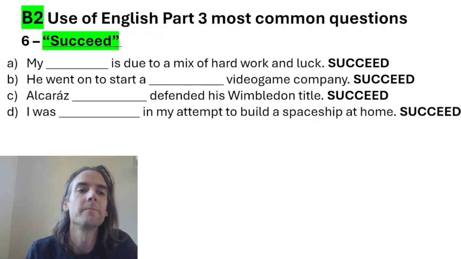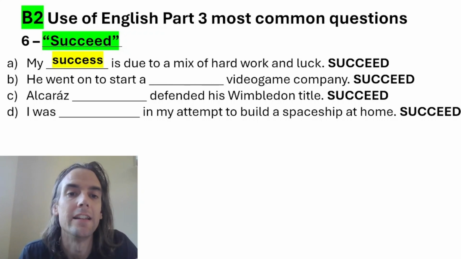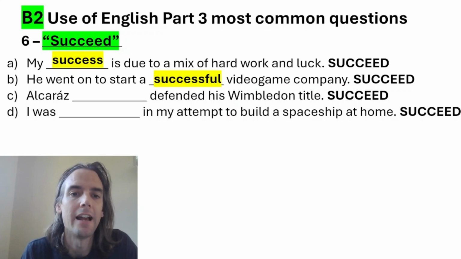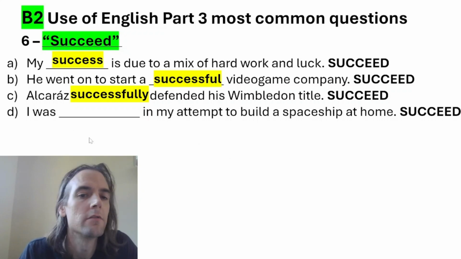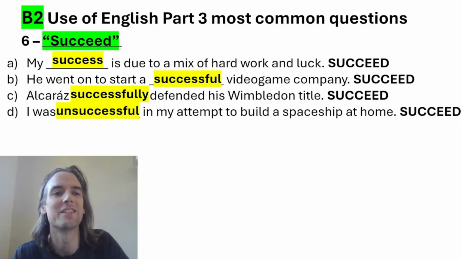Here come the answers. Firstly, the noun we need is success, my success. The adjective is successful, full of success. The adverb is successfully, you successfully do something. And the negative adjective is unsuccessful. There we go, 4 transformations of success.